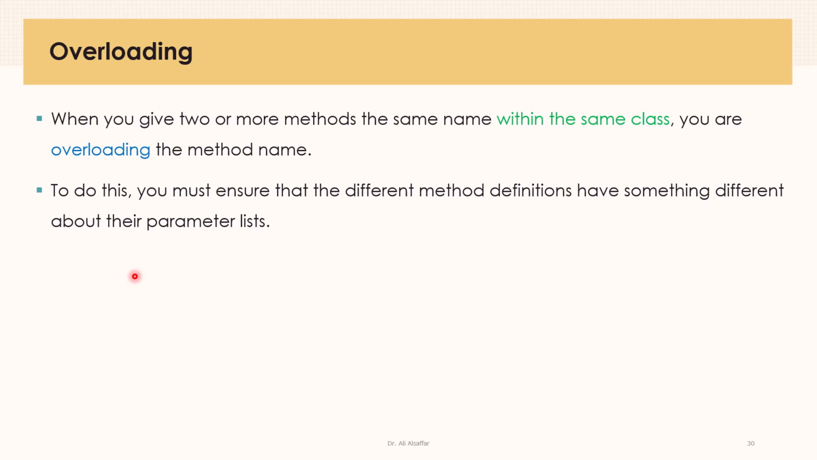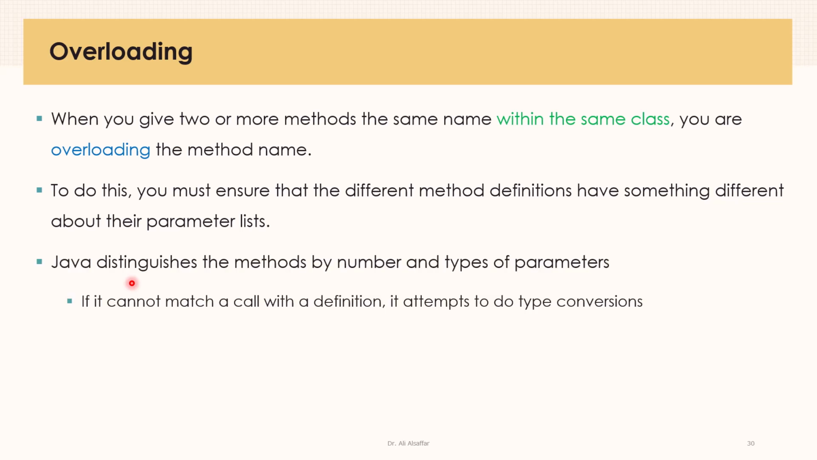If a method inside a class is defined multiple times with the same name, how does the compiler distinguish between these multiple definitions? Java distinguishes between these definitions by the number and types of parameters. So either by the number of parameters or by their data types.